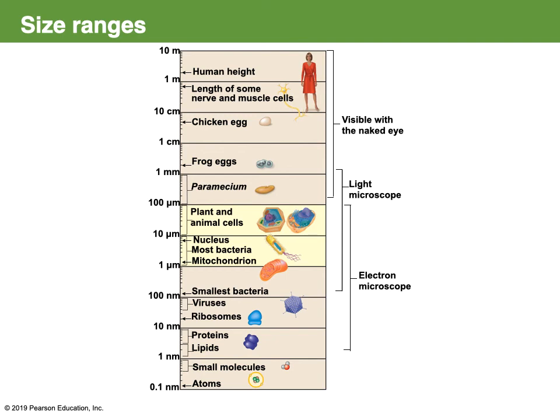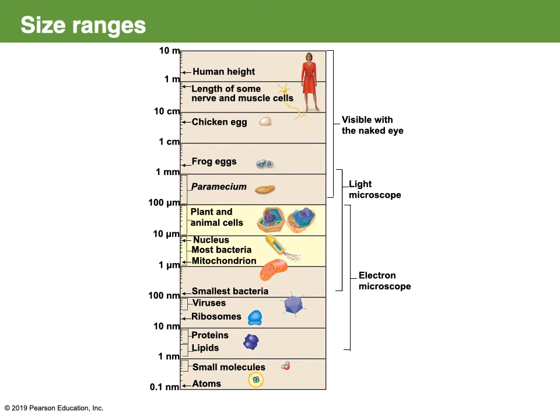10 meters would be roughly 30 feet. Okay, human is generally between 1 and 2 meters, closer to 2 meters, so 5-6 feet. So there's your human height. Believe it or not, some nerve and muscle cells are actually almost a meter long. You have some nerve cells that run down, say, the length of your leg. You have some very long muscle cells. So there are some individual cells that are quite long, but they're also quite thin.